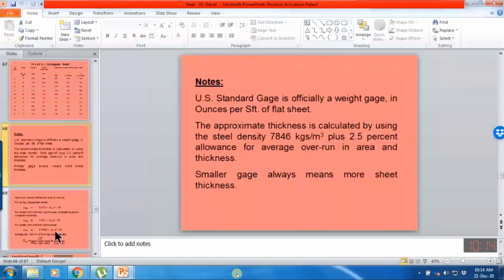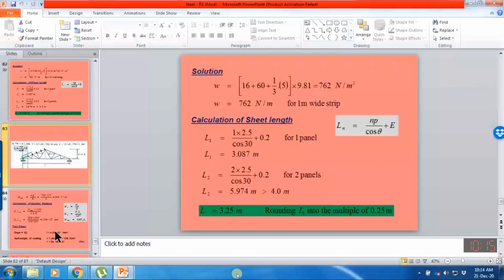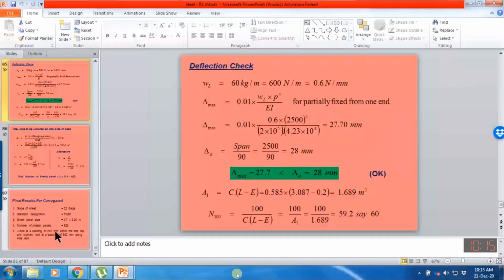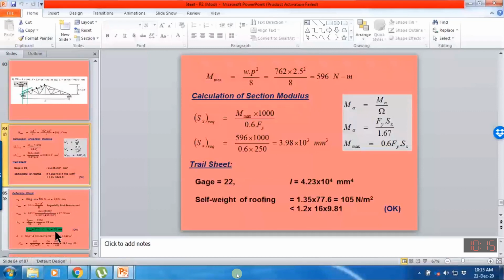So which was the example? Yes. So here we have computed the length. So there was the length that we have computed, L1. So what you can do, you can convert this length into, for example, we are using 3.25 millimeter.